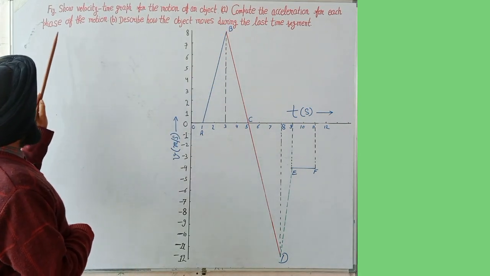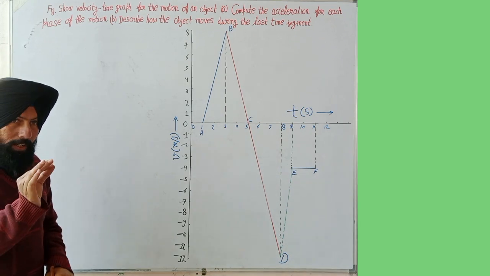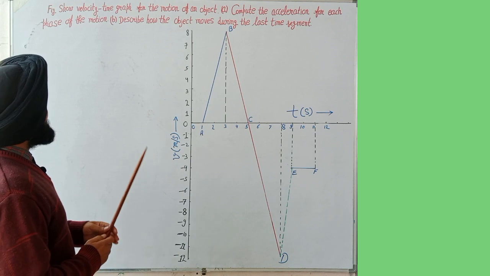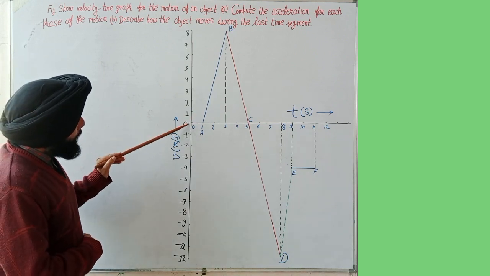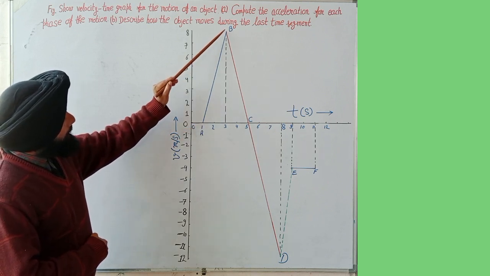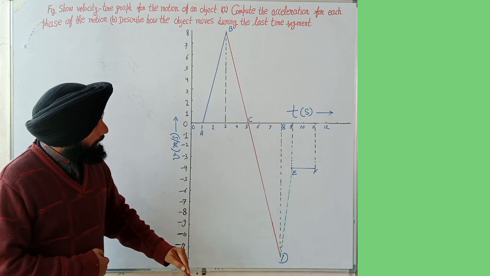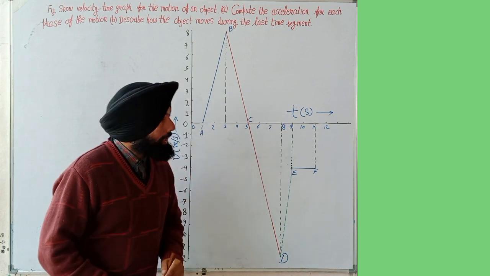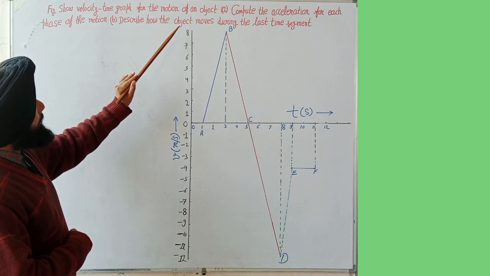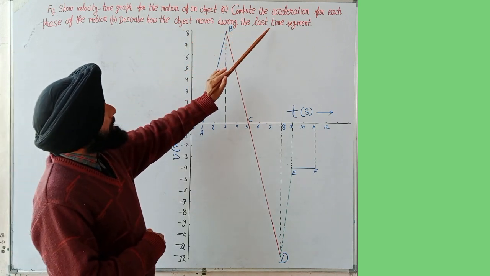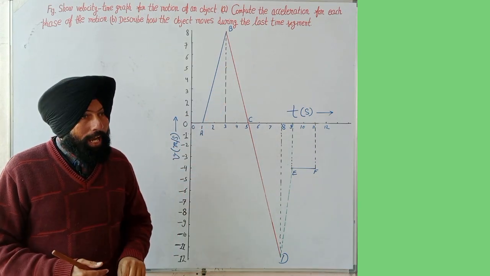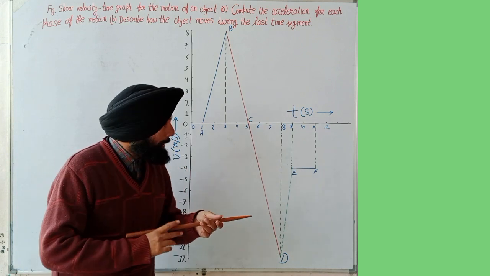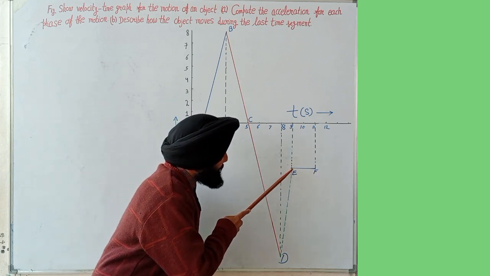Compute the acceleration for each phase of motion. So our first step, we want to find the acceleration for the phases from O to A, then from A to B, then from B to D, then D to E, and last E to F. And second, describe how the object moves during the last time segment. We have to find the velocity of the object in the last segment of time, from E to F.